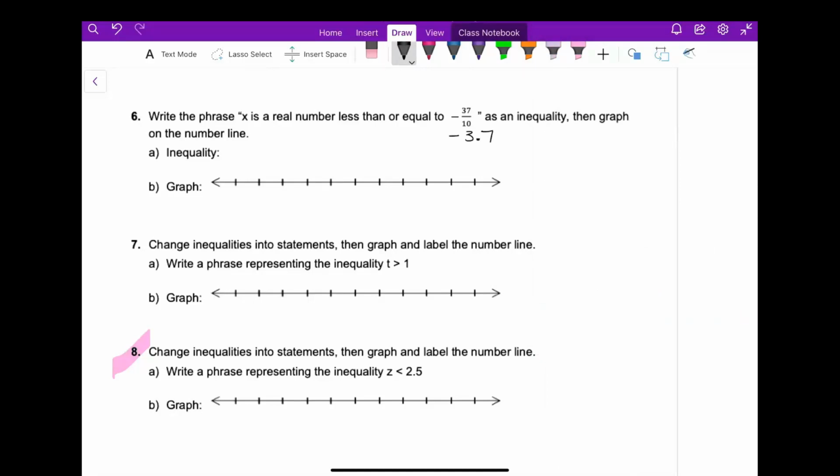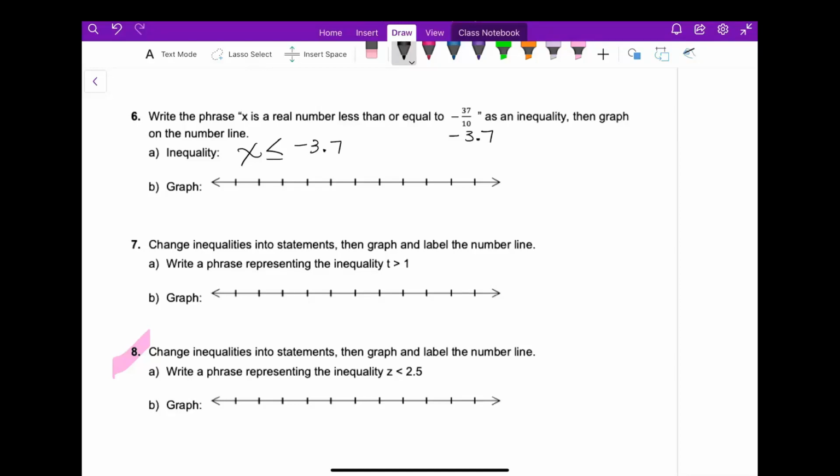You don't have to convert your fraction into a decimal. I find that most of the time when I'm talking about fractions, students don't understand where they land on the number line, and that creates a problem. If you know where it lands on the number line, you do not have to convert. So now that we've converted, we're ready to start our inequality. It says the inequality will be x is a real number less than or equal to negative 3.7.